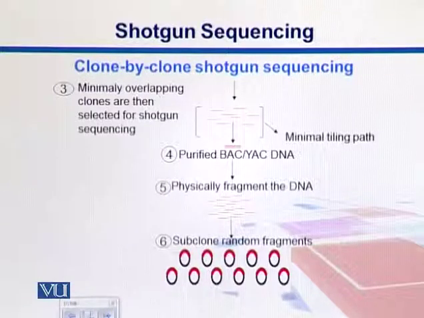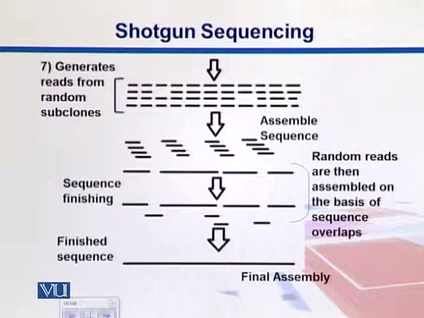So we take minimally overlapping clones, purify the DNA from those BACs and YACs, and physically fragment them. In the end we get small fragments from these clones, and these are subcloned again into vectors. So we put the fragments into vectors again; it's a second step of cloning. Then we present those clones to the sequencers, and in the end we get short reads.